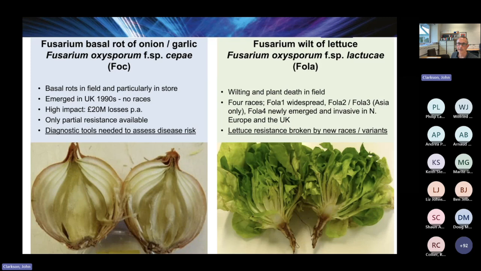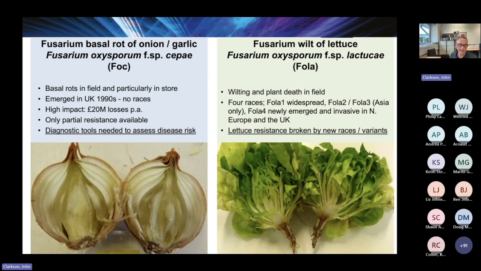So there are 4 known races. Race 1 is widespread, particularly in warmer areas of the world where it's present in field lettuce. Race 2 and race 3 don't seem to have advanced much further than Asia, at least they're not common at all outside that, that we know about. And of interest to us in particular in the UK is the emergence of a new race, race 4, or FOLA 4 I'm going to call it, which is pretty newly emerged around 2016. And it's also fairly new in Northern Europe as well.